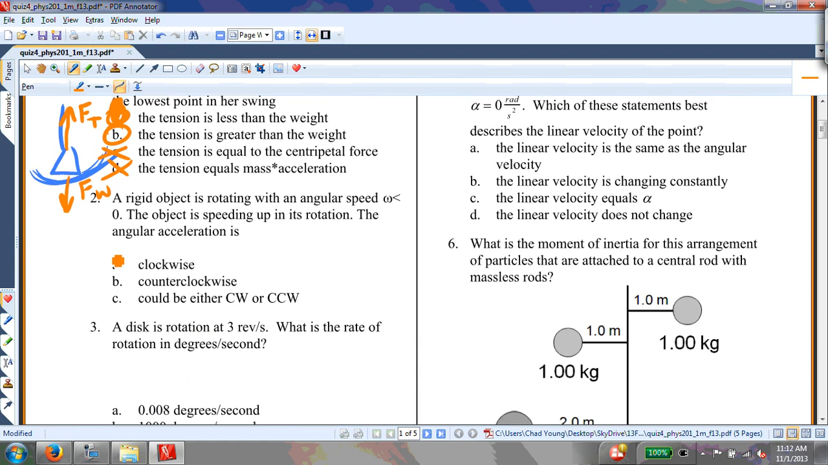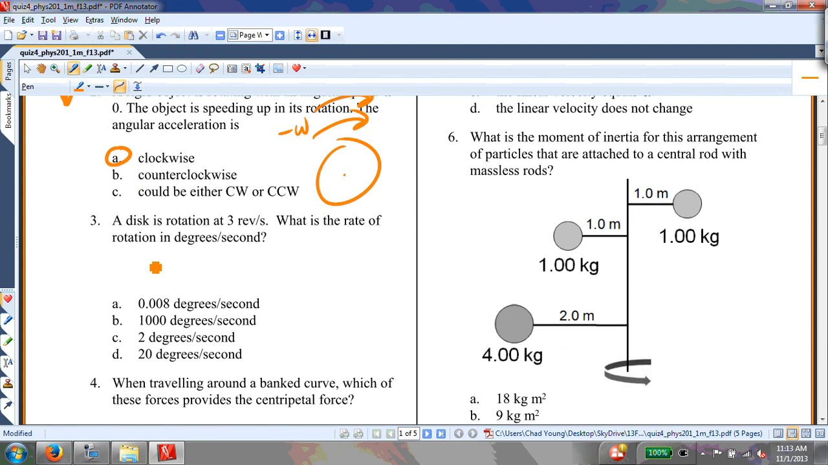All right, a rigid body is rotating with a negative omega. Now, let's imagine this is my rigid body. A negative omega would mean it would be going in this direction. It's a negative omega, and it's speeding up in its rotation. That means that the angular acceleration is in the same direction, so it's also negative, or it is clockwise.